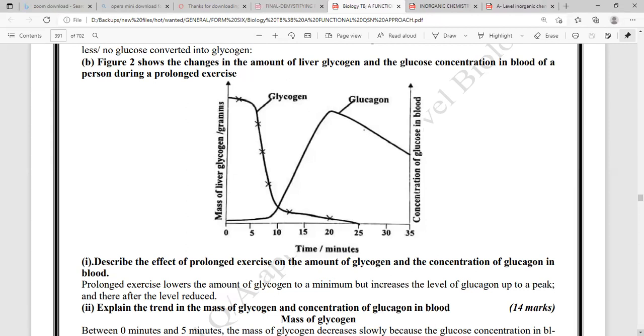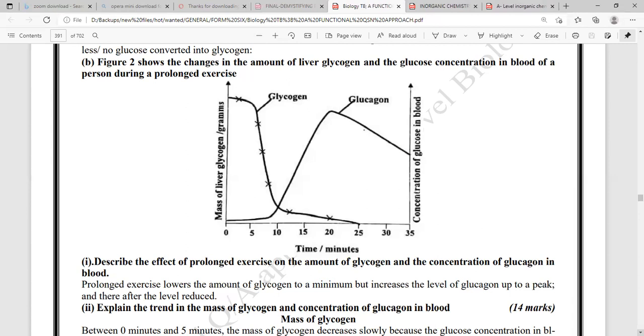Figure 1, question 1: describe the effect of prolonged exercise on the amount of glycogen and the concentration of glucagon in blood. What is the effect? Prolonged exercise lowers the amount of glycogen to a minimum, but it increases the level of glucagon up to a peak, and thereafter the level reduces.